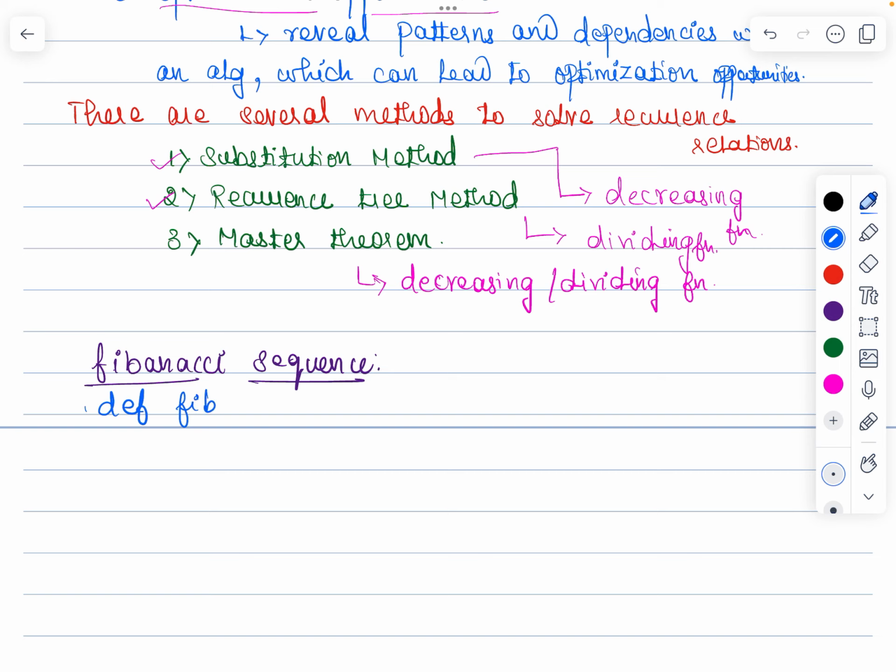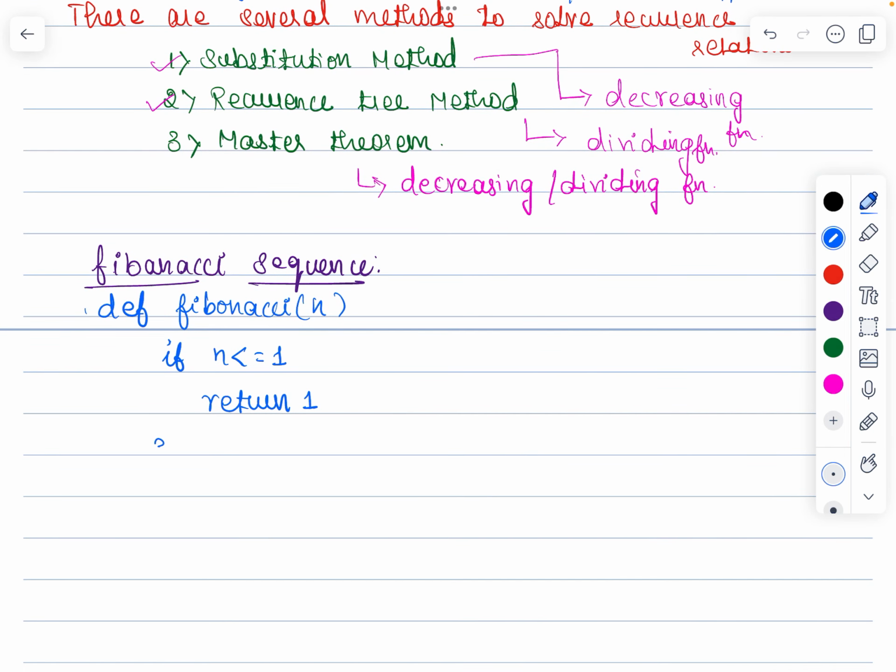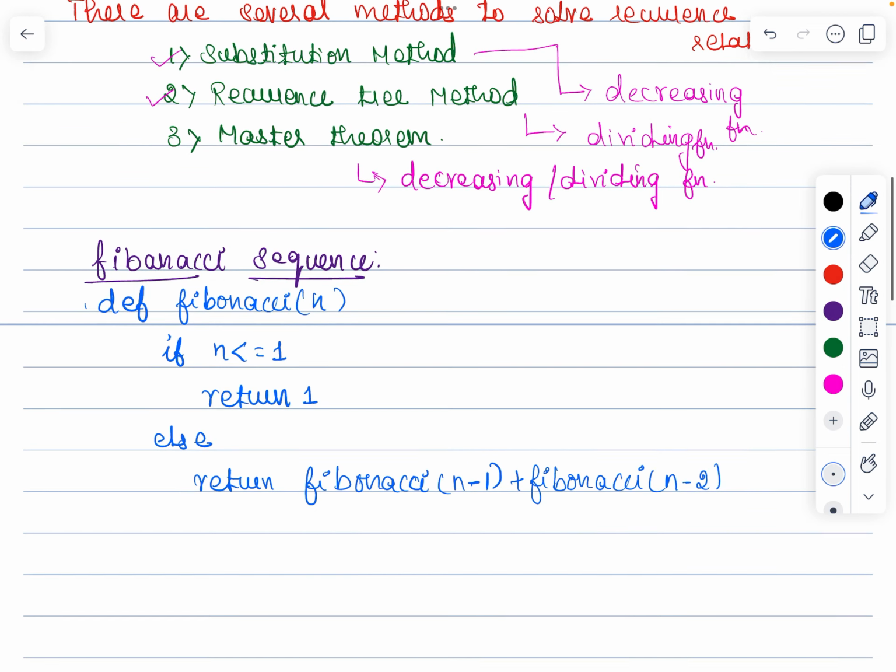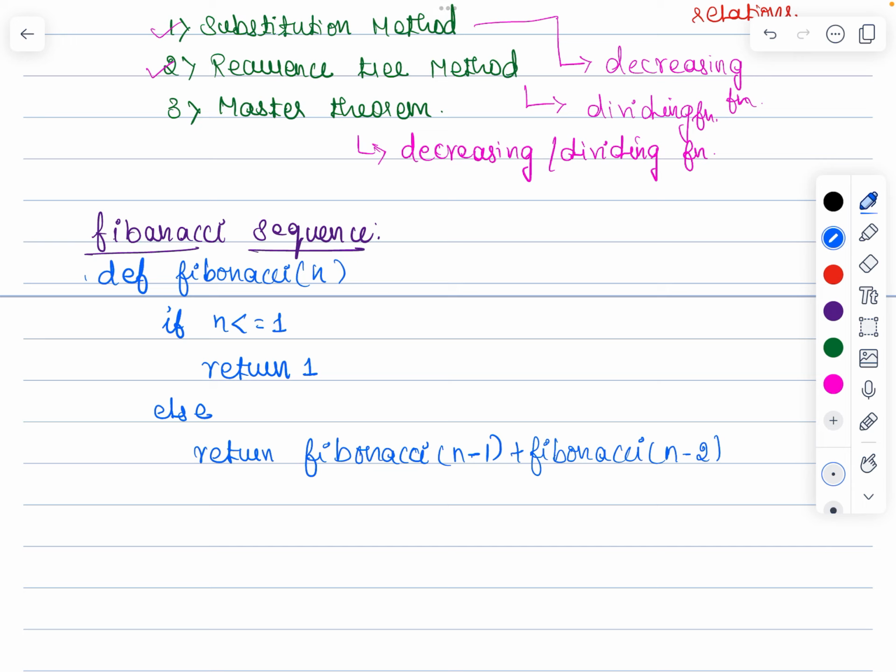This is the pseudocode. Fibonacci sequence for n, I just want to identify. If n is less than or equal to 1, it would return n only. If n is greater than 1, it will go to the else part, it would return Fibonacci of n minus 1 plus Fibonacci of n minus 2. So, this is the recursive call, right.